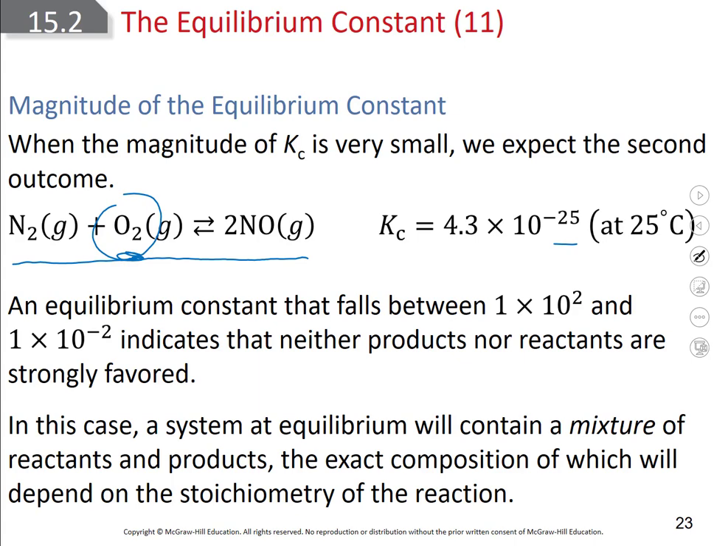Now, if your equilibrium constant is an intermediate value, so they define an intermediate value as somewhere between 10 to the second and 10 to the negative second, or somewhere between 100 and 100th, then you're that third possibility where you have comparable amounts of reactants and products when you are at equilibrium.